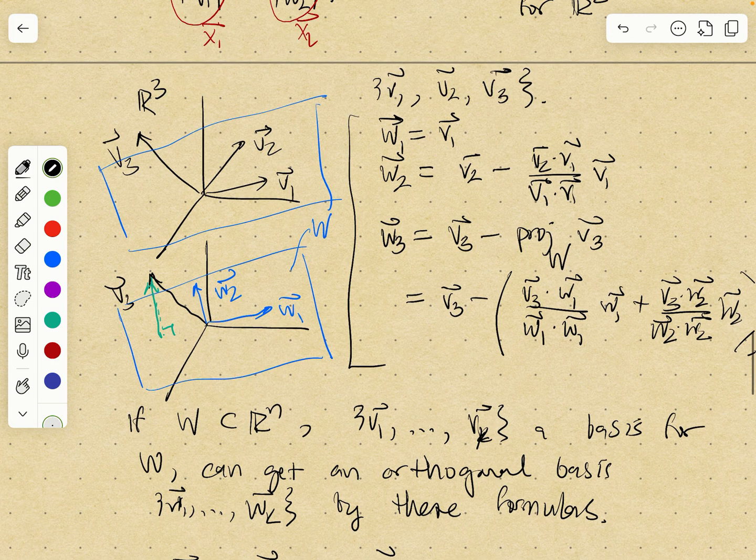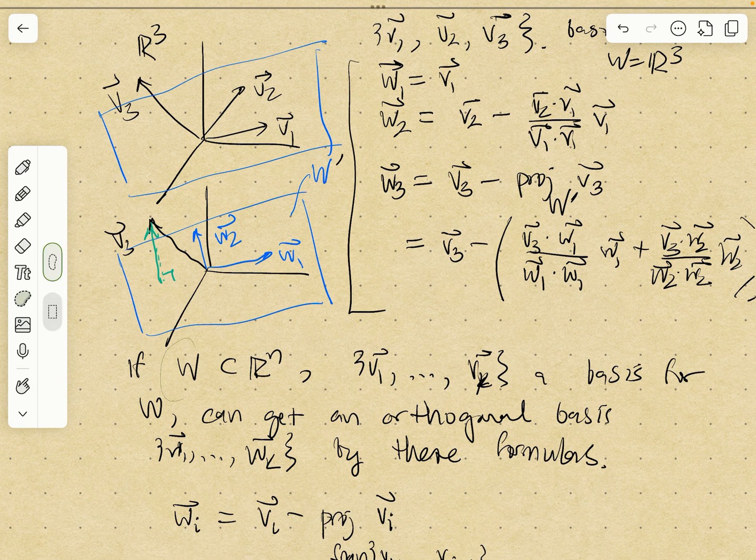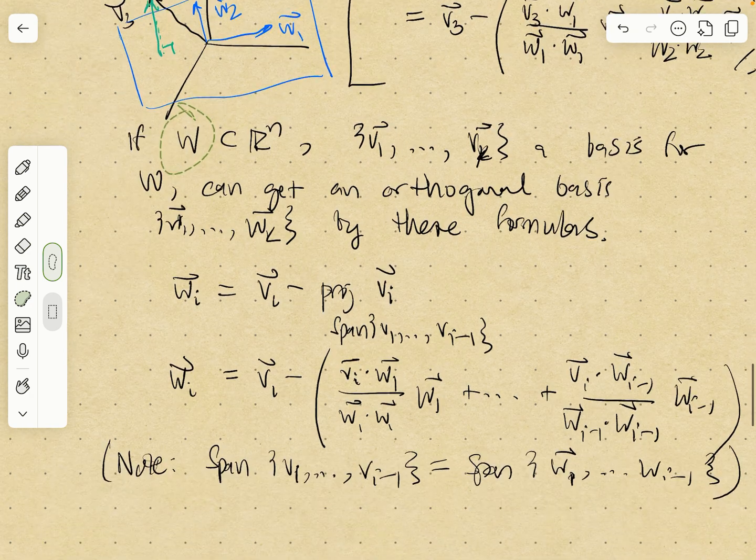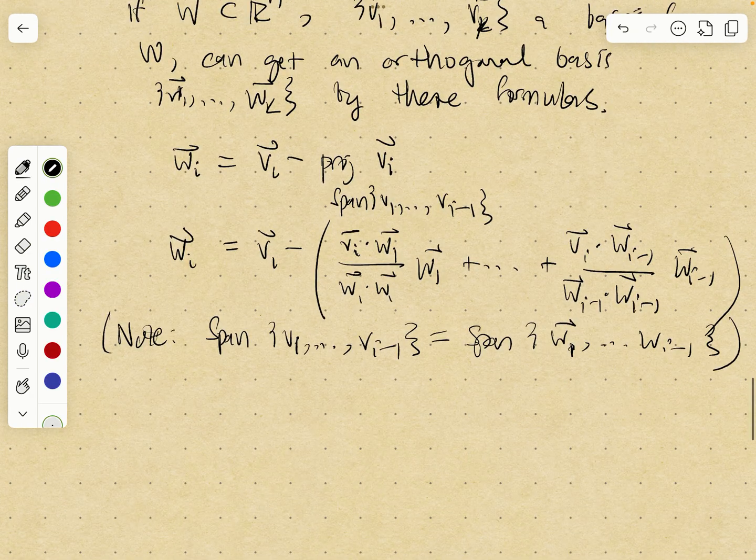I really shouldn't have called it that. I used the W in two different ways here. In this example, I have a basis V1, V2, V3 for W equals R3. So instead of this W, let's call this W prime, to indicate that it's not the W in this W. And then that's an orthogonal basis.